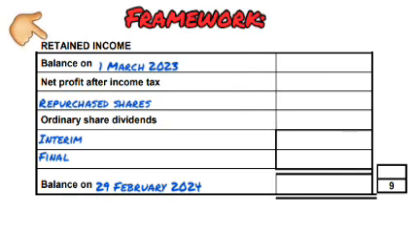So let's start with our retained income note, starting with its framework. In the framework of a retained income note, you start with a balance at the beginning of the year, or a balance on, meaning that you have to enter the date at the beginning of the year. They said that our year ends on 29 February 2024, so that can only mean that it began on the 1st of March 2023. So hence I've put that date there.